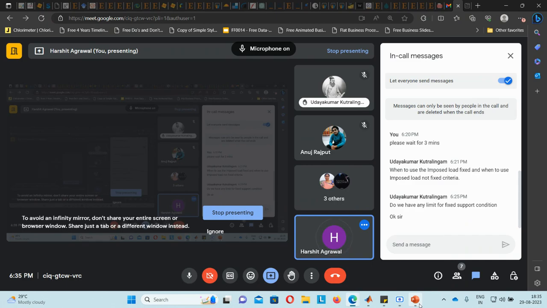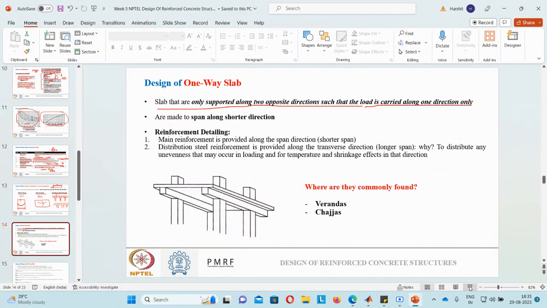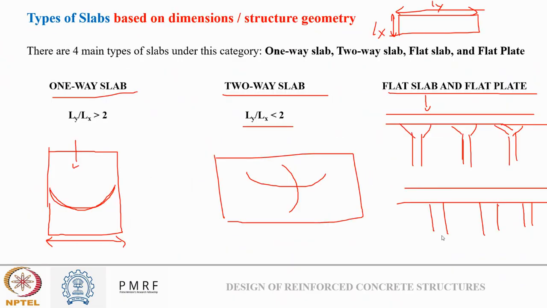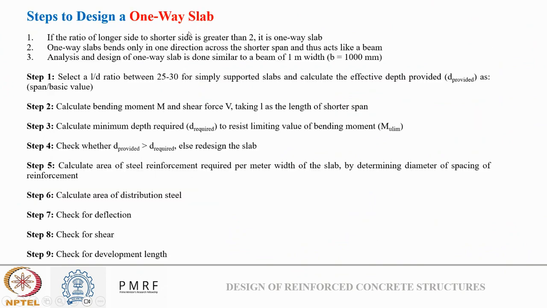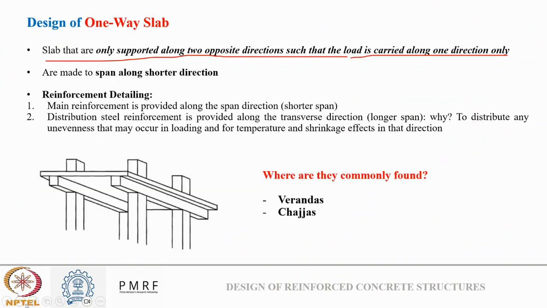Oh, sorry. So as I was saying, we have seen all the four different types of slab based on dimensions. So let's look at the design part one by one. First is the design of one-way slab. Just to reiterate, what is one-way slab? It is where the Ly by Lx ratio is greater than 2.